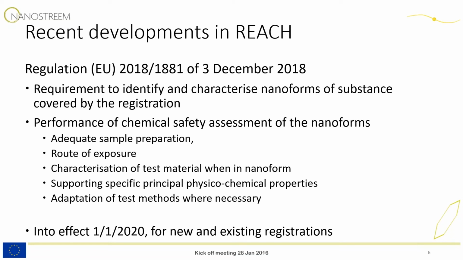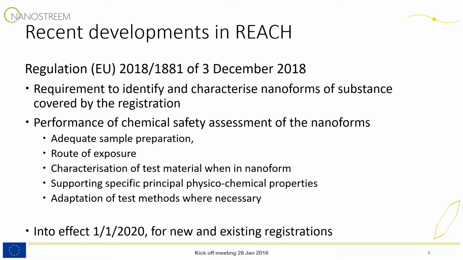And essentially that means that a chemical safety assessment has to be performed on the different nanoforms for which the registration is valid. That means that you have to look, as a supplier or as a registrant, at adequate sample preparation, what kinds of routes of exposure are specific for nanoforms, and characterization of the nanoform, because it's really important, as already stated before, that you know which nanoform you are dealing with when you are investigating the risks of the nanoform.